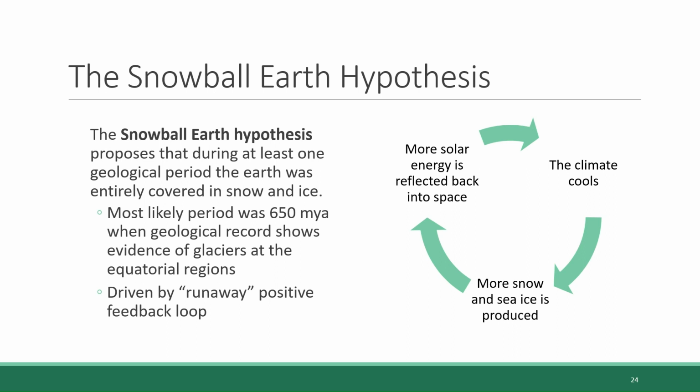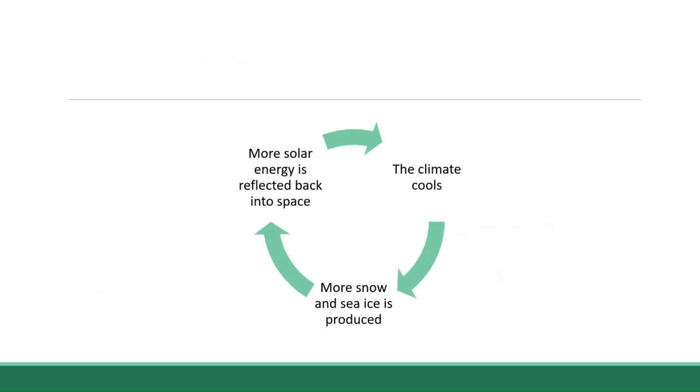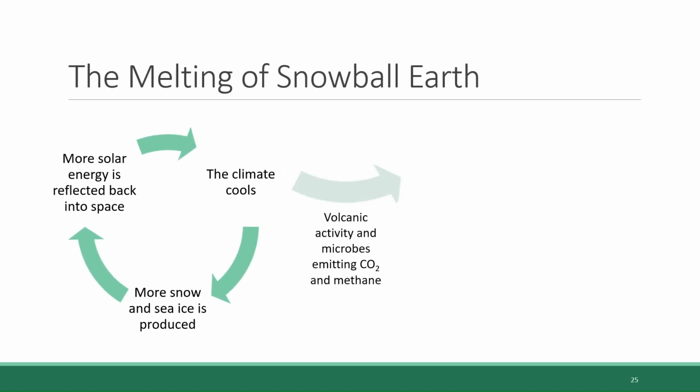Obviously, today, the whole Earth is not ice and snow, thankfully. So, how did the planet break out of this runaway positive feedback loop? Well, the leading thought is that volcanic activity emitted large amounts of carbon dioxide and methane into the atmosphere. As did the metabolism of microscopic organisms. This was before multicellular life evolved on Earth. And these higher levels of carbon dioxide and methane caused the climate on Earth to warm.